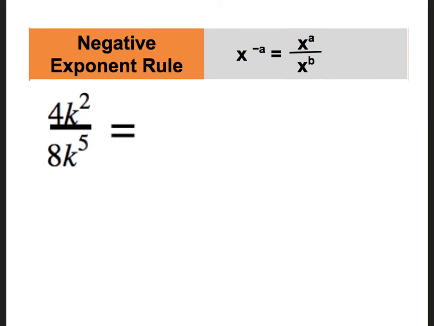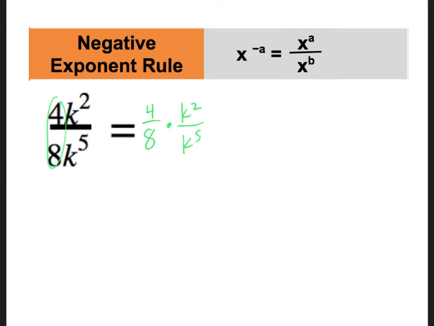All right, for this example, we have 4k squared divided by 8k to the 5th. The first thing I'm going to do is rewrite this a little bit differently. You do not have to type this into your notebook. It's mostly just so I can show you what I'm doing. If you wanted, you could break this into two fractions, one being 4 over 8, and the second being k squared over k to the 5th, and we're multiplying those together.